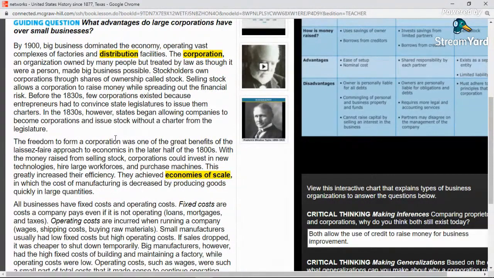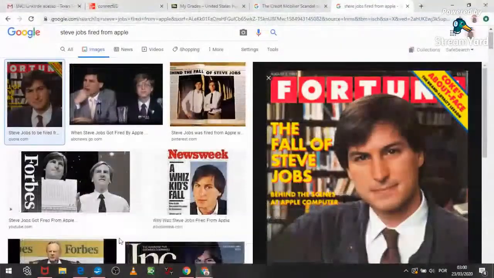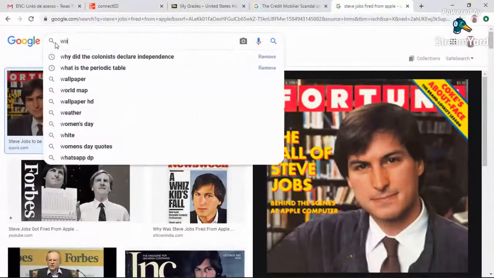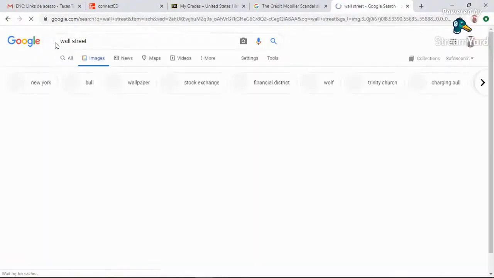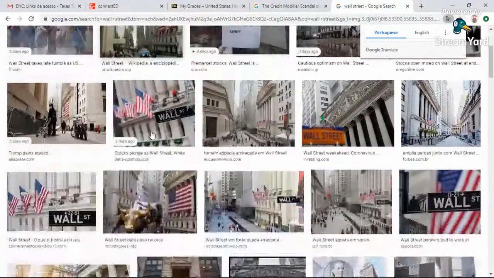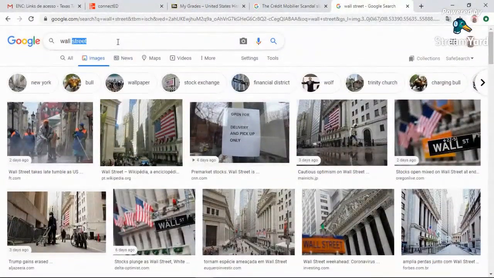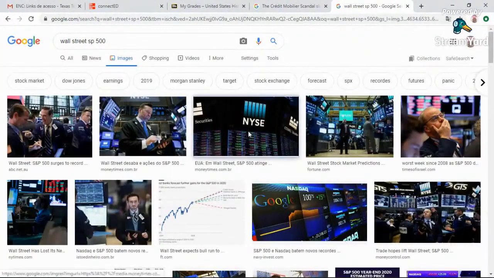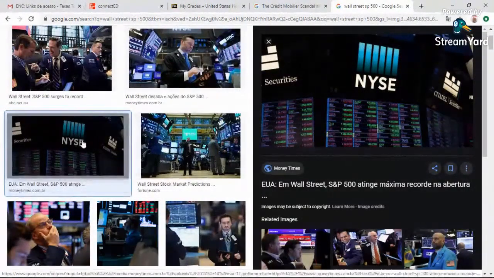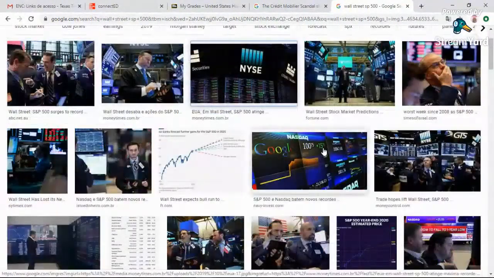So this is called a corporation. And also, corporations have stockholders. And what is a stock? It's shares, it's a piece of the company. So this is when you go to Wall Street or Bovespa here in Brazil, okay? There's Wall Street right there. And let's see, S&P 500, NYSE. These are all the companies that are being sold, okay?